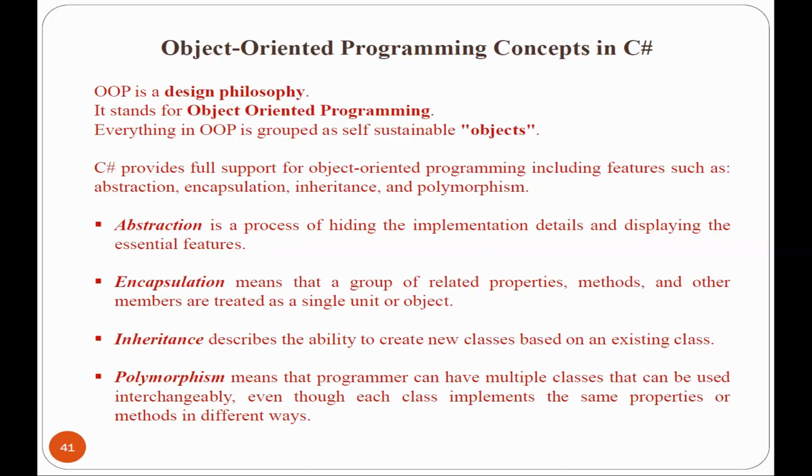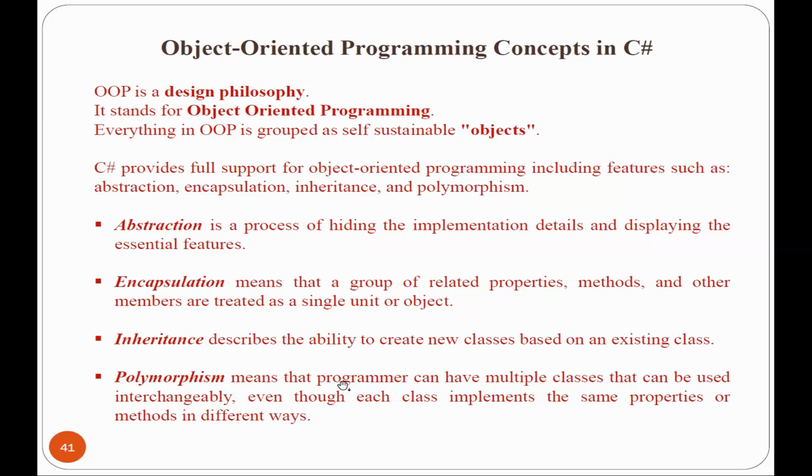So we see here the definitions. Abstraction is a process of hiding the implementation details and displaying the essential features. Encapsulation means that a group of related properties, methods, and other members are treated as a single unit or object. Inheritance describes the ability to create new classes based on existing classes. So extension is here.